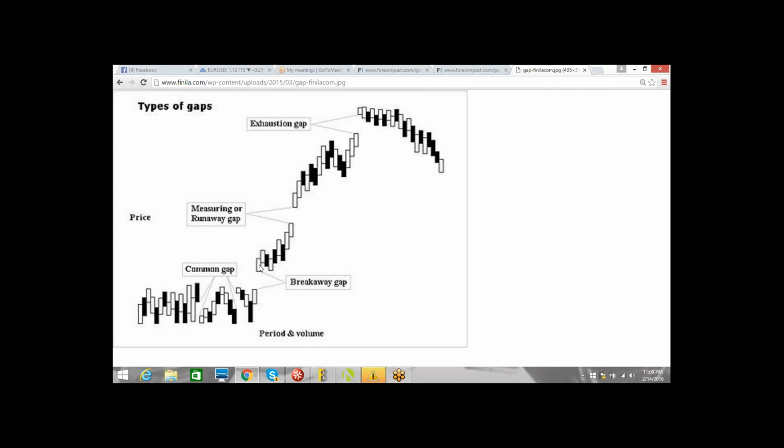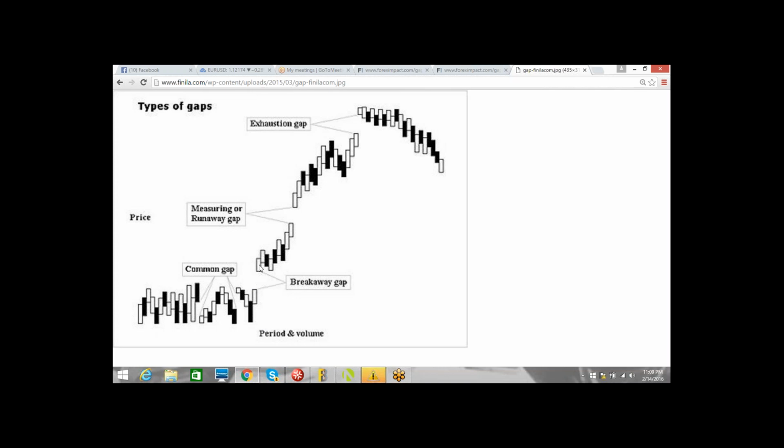That's probably the most simple; the breakaway and common gaps are the most simple ones to spot. The breakaway gap is really, really easy to see because you're going to have your trend lines already drawn and it opens outside of that, starting a new trend.